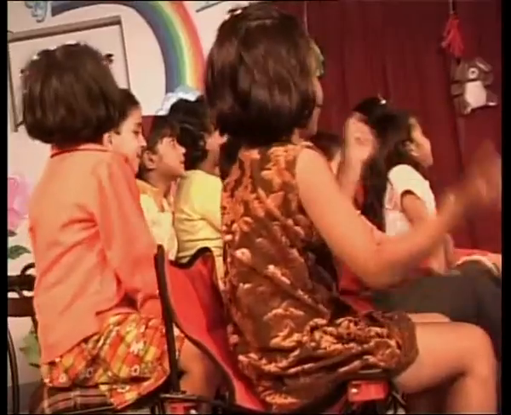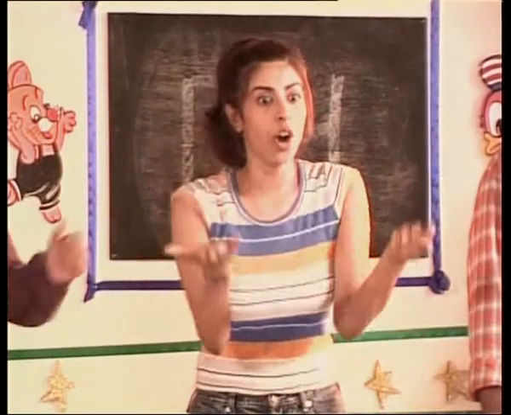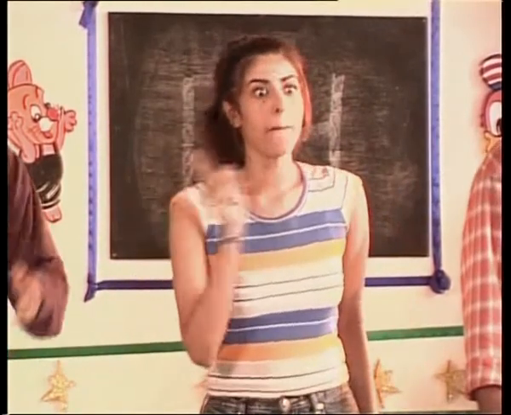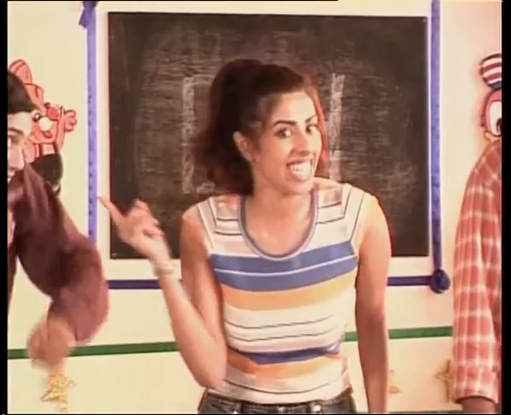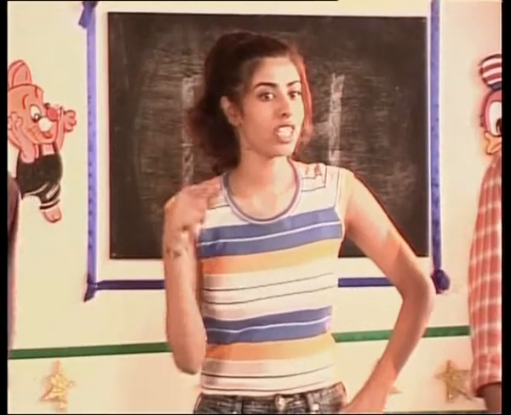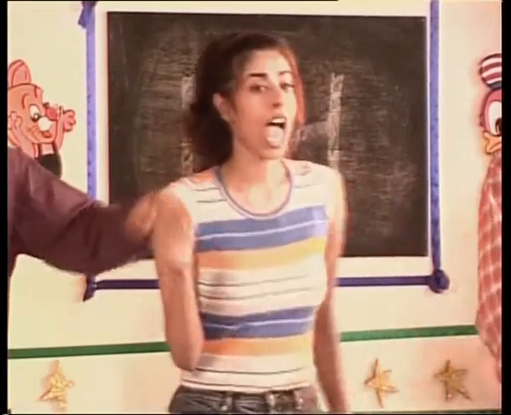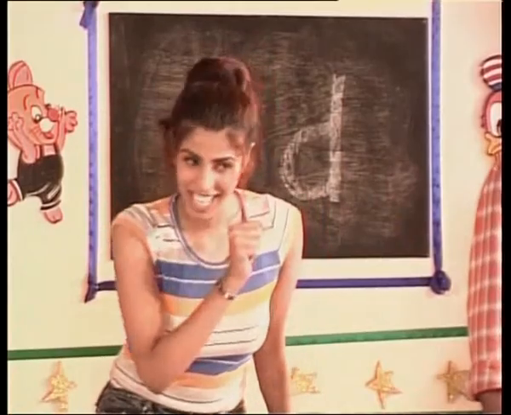A, B, C, D, E, F, G. Hey, here we are. A, B, C, D, and that means after D comes E. And now I'm going to write the letter E for you kids.